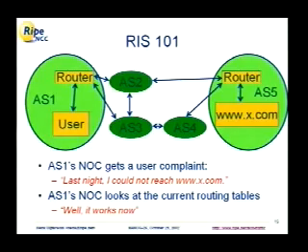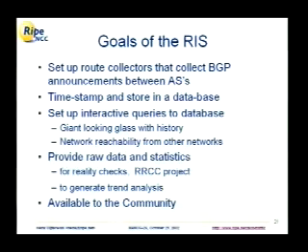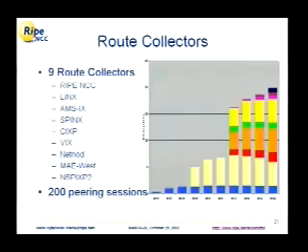So what we do in the RIS is we have so-called route collectors that collect BGP announcements, timestamp them, and store them in a database. This database can be queried and essentially gives you a looking glass with history information. And this is available to the community. We have 9 route collectors at the exchanges listed on the slides, with about 200 peering sessions.